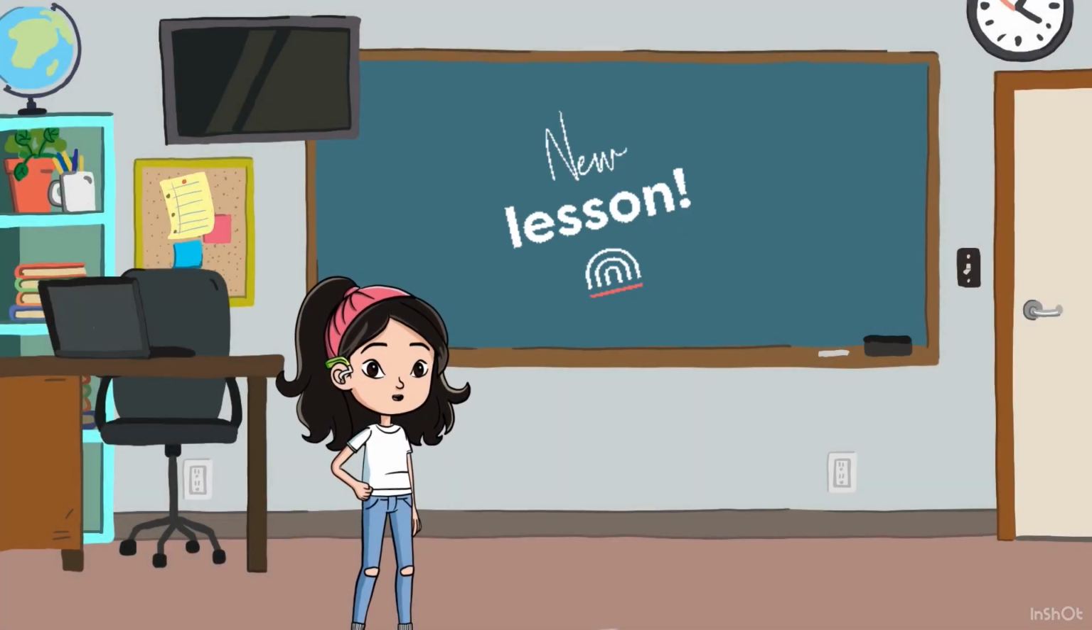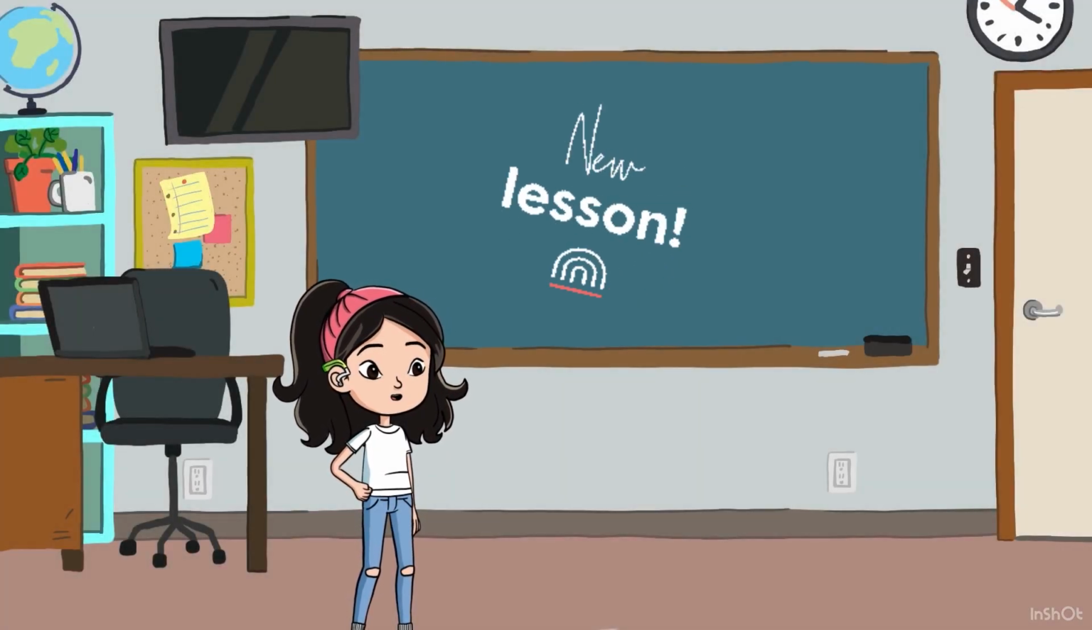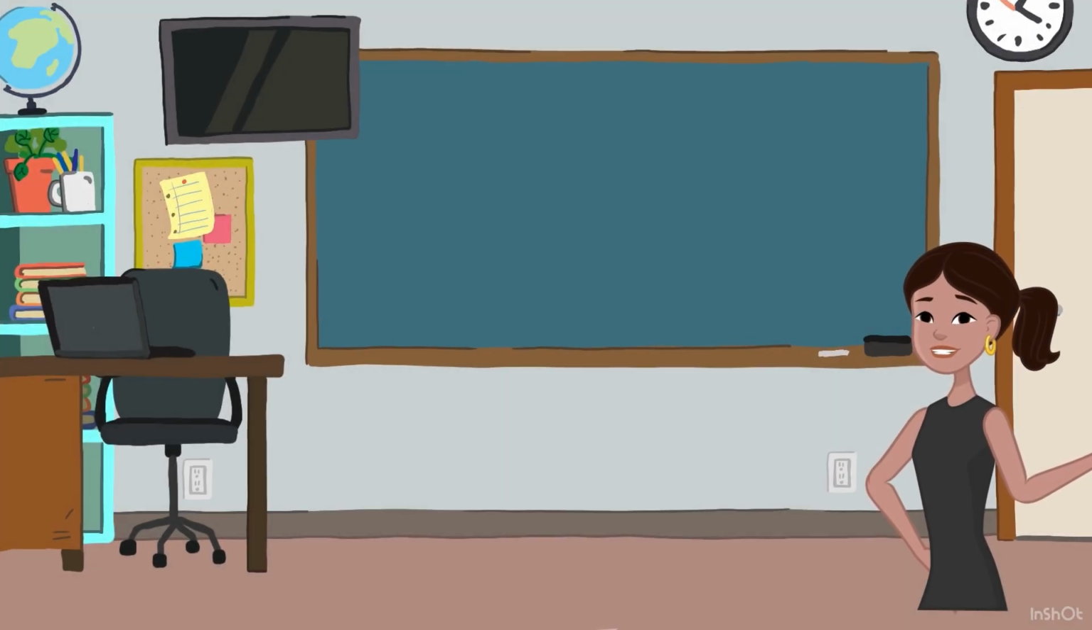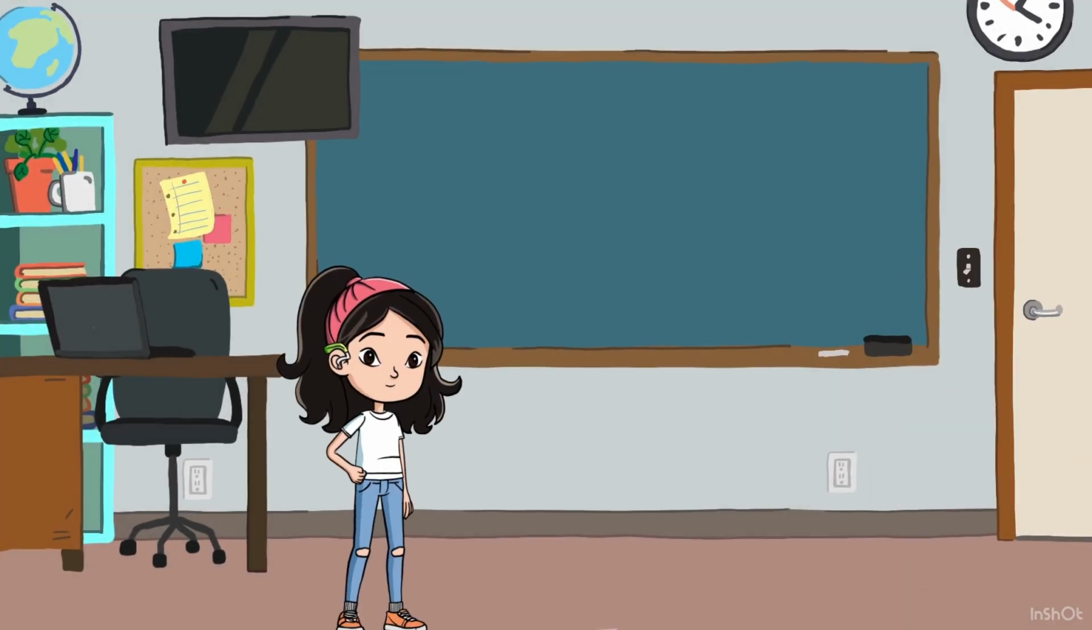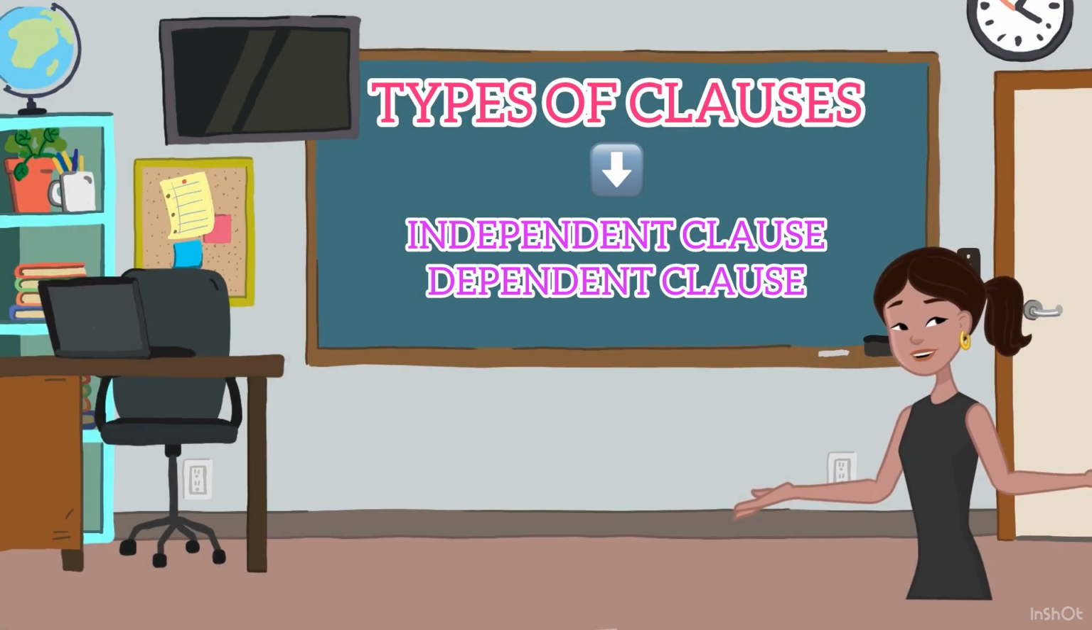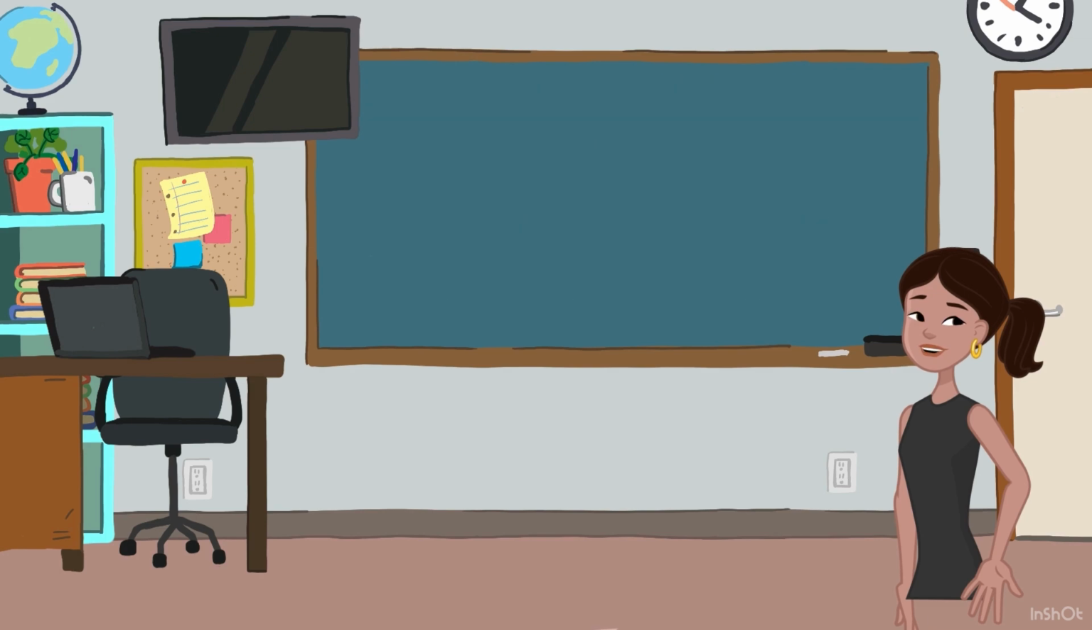Last time we learned that a clause has a subject and a verb. That's right. And today we'll learn the different types of clauses. How many types are there? Two main types, independent clause and dependent clause. Now let's talk about independent clause first.